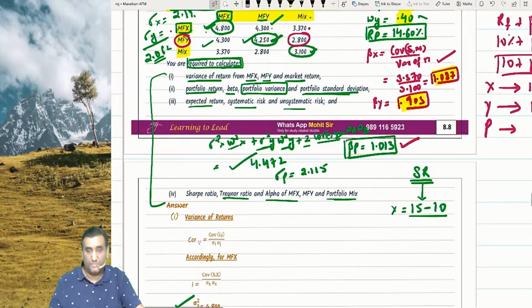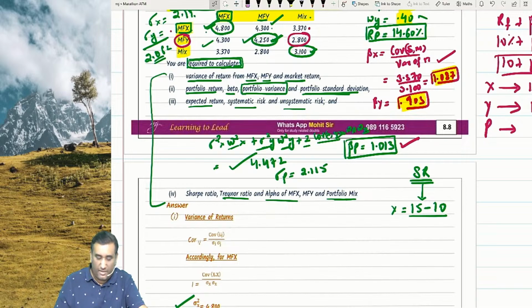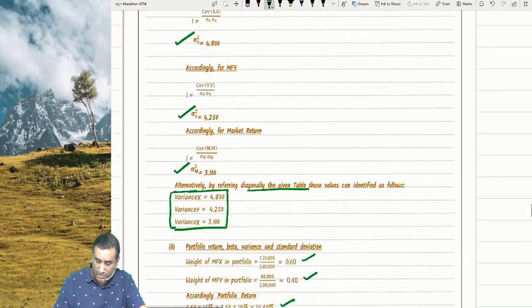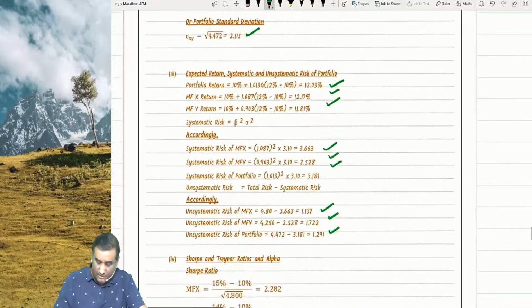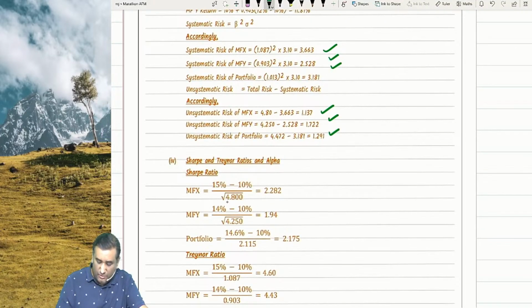Calculate these ratios: 15 minus 10 divided by this, and portfolio etc. Calculate and cross check quickly. He has shown directly this way. You'll have to find standard deviation of X, standard deviation of Y. Portfolio standard deviation we already had.